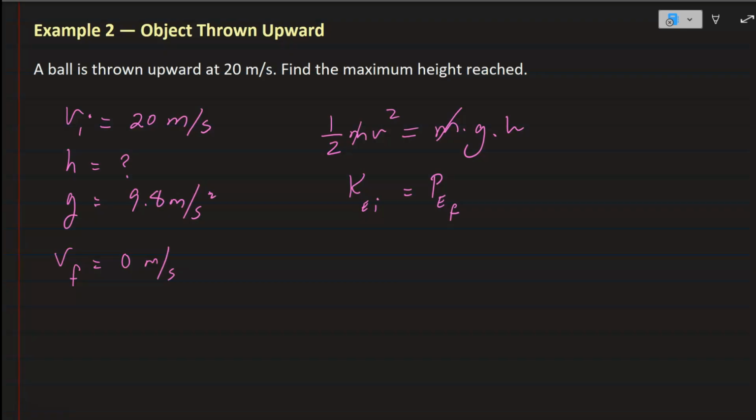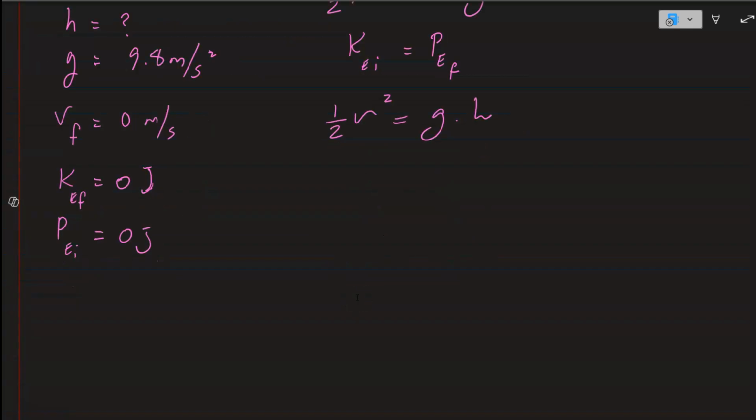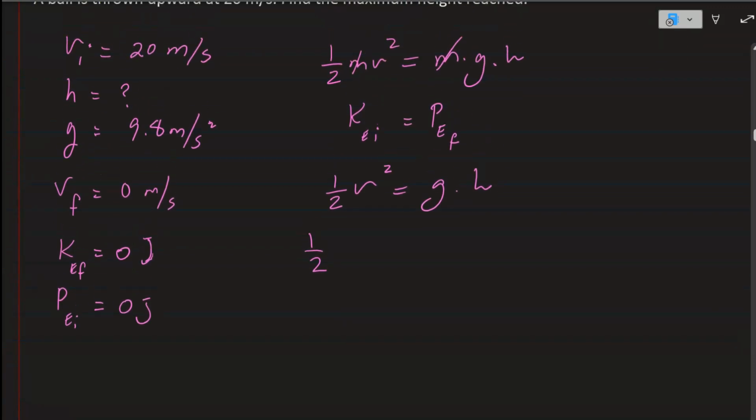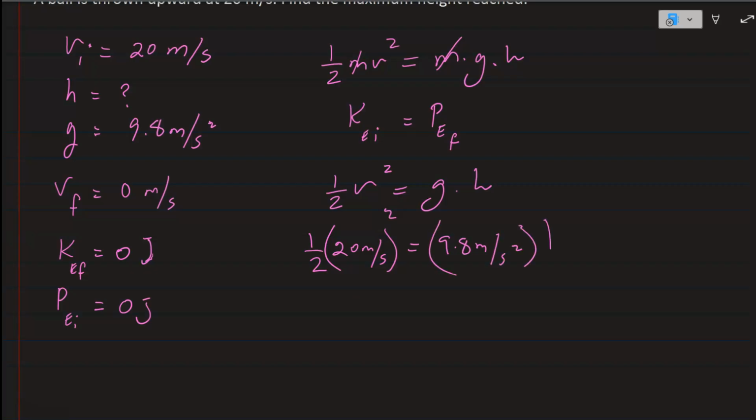We're going to go ahead and now solve this equation. 1/2 v squared is equal to gh, solving for h. So let's actually plug numbers in. We have 1/2 v squared, with the initial velocity 20 meters per second, squared, equal to 9.8 meters per second squared times h.